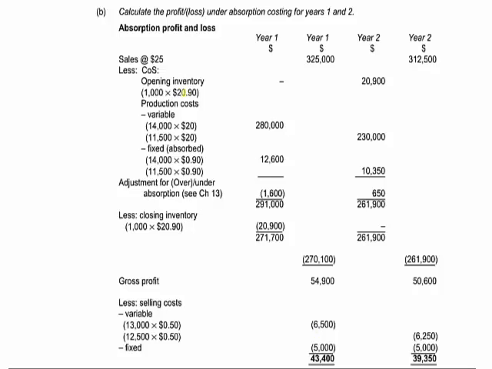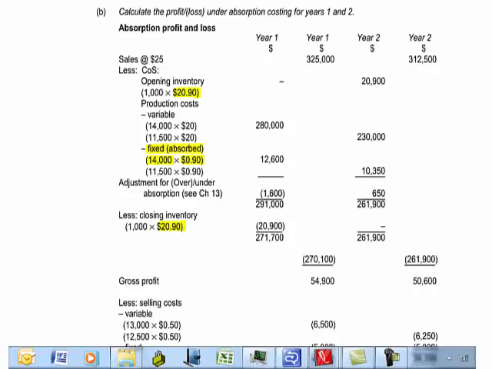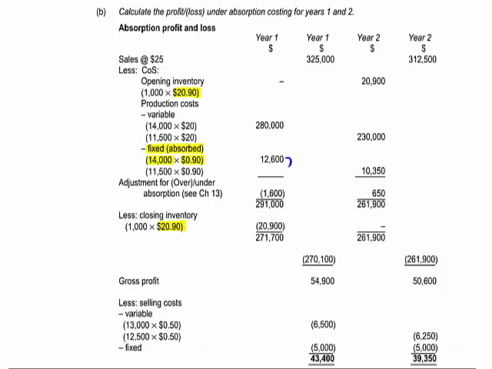The differences arise in the value of opening and closing inventory, because remember, under absorption costing, it's valued at the full production cost of 20.90 because we've got 90 cents in there for fixed overheads. We also have this line for fixed overheads absorbed, which is the actual number of units produced multiplied by the overhead absorption rate. And what we're going to end up with is an amount of fixed overheads which are equal to the actual expenditure.